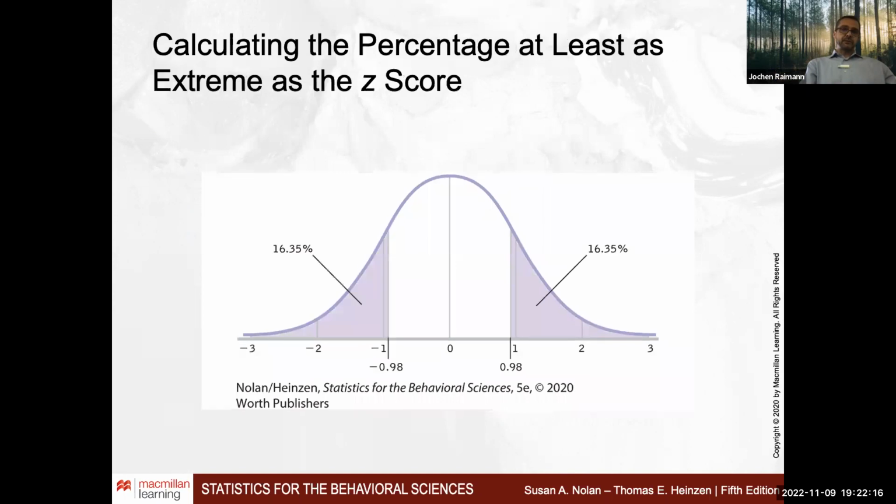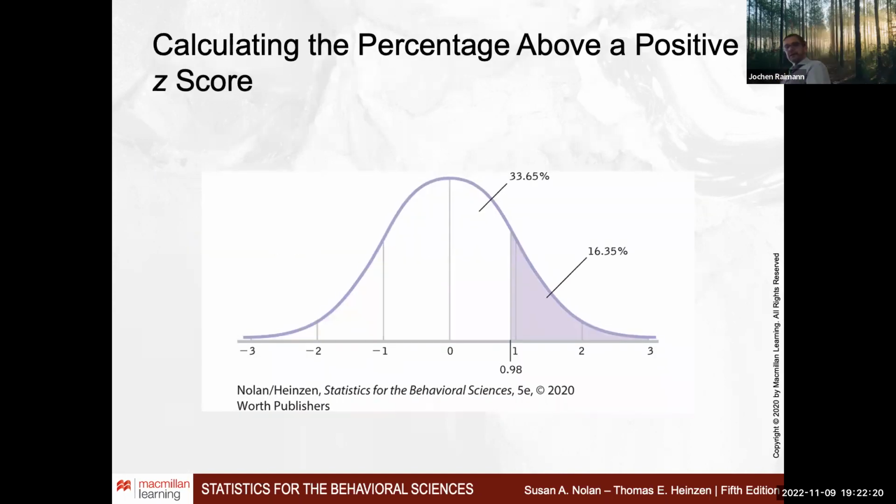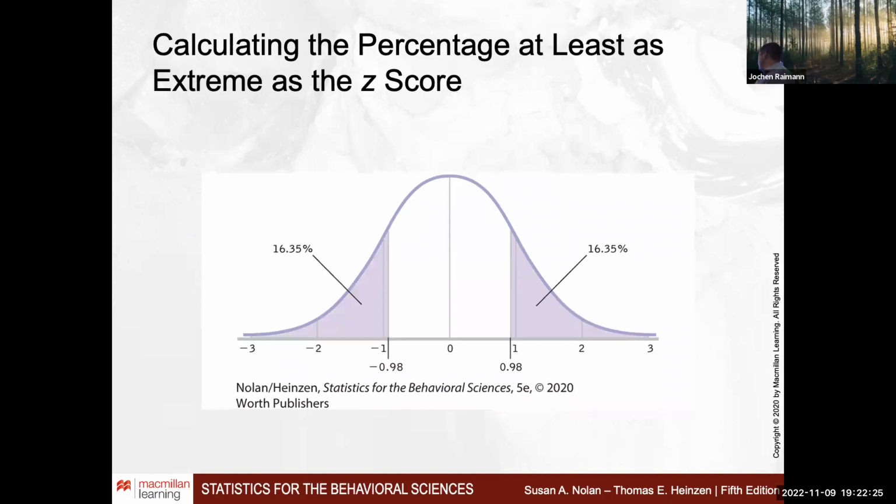Okay, so we talked about this: know how to distinguish between above a positive score and at least as extreme as that score. Keep in mind that if you have a Z-score, that p-value is going to be everything to the left. If you want the upper part, it's 1 minus this. That gets you the leftover to the right. Make sure that you keep this in mind.